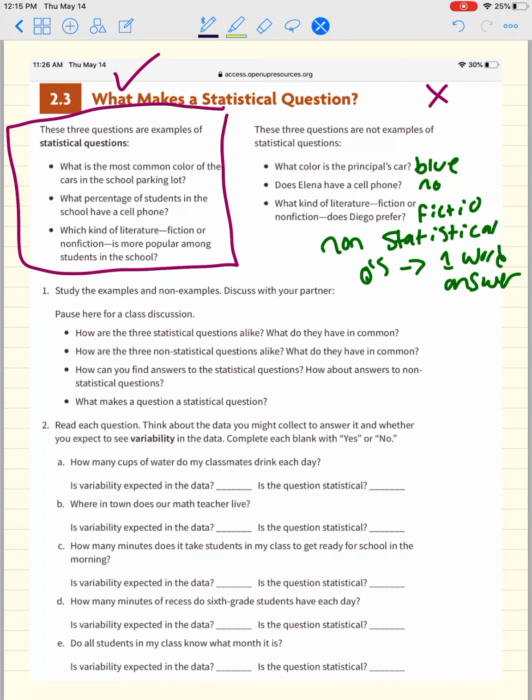Okay. Read each question, think about the data you might collect to answer it, and whether or not you expect to see variability in the data. So remember, variability means difference. How many cups of water do my classmates drink each day? Is variability expected? Is the question statistical? Well, let's think about it.